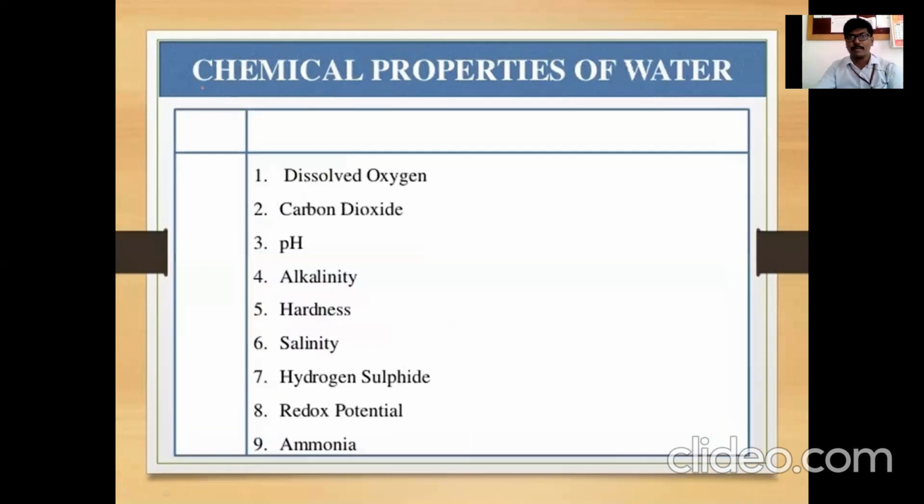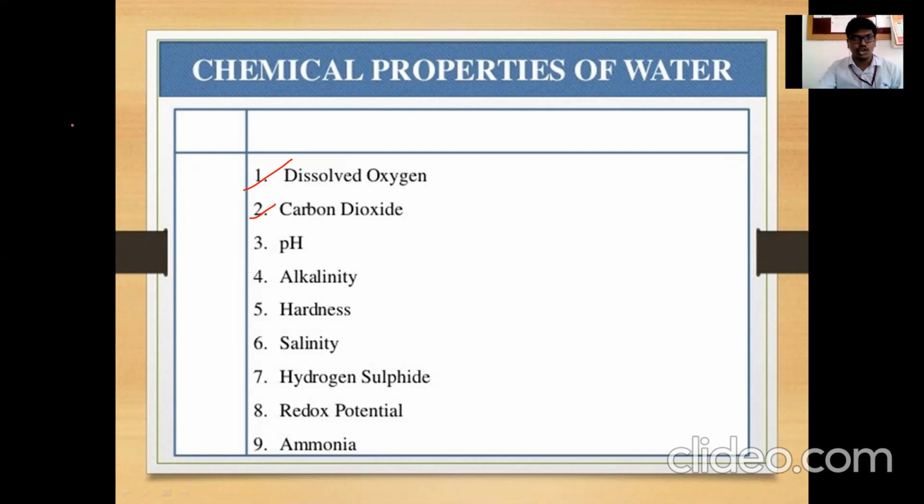And coming to the next, chemical properties of water. You have seen the chemical properties of soil, so now moving to the chemical properties of water. Basically you should know what dissolved oxygen is, because whenever I talk about dissolved oxygen, it is the amount of gaseous O2, that is oxygen, which is dissolved in the water, and it is important. And carbon dioxide. Carbon dioxide should not be present in water, because if it is present in water, we say it is carbonic acid.